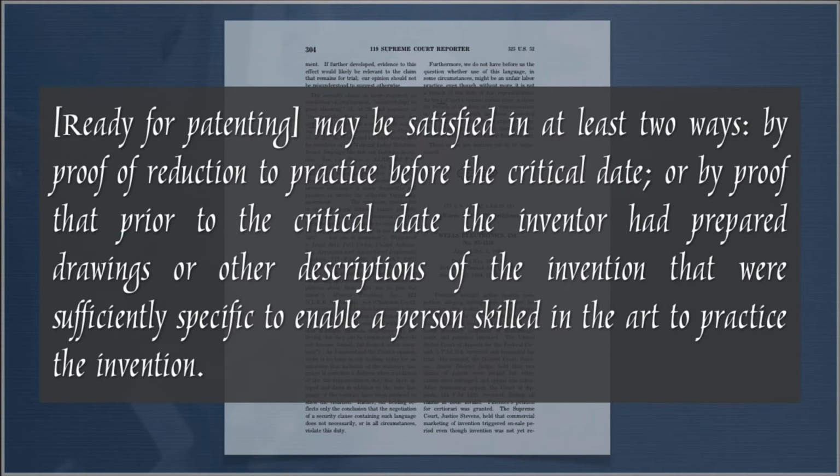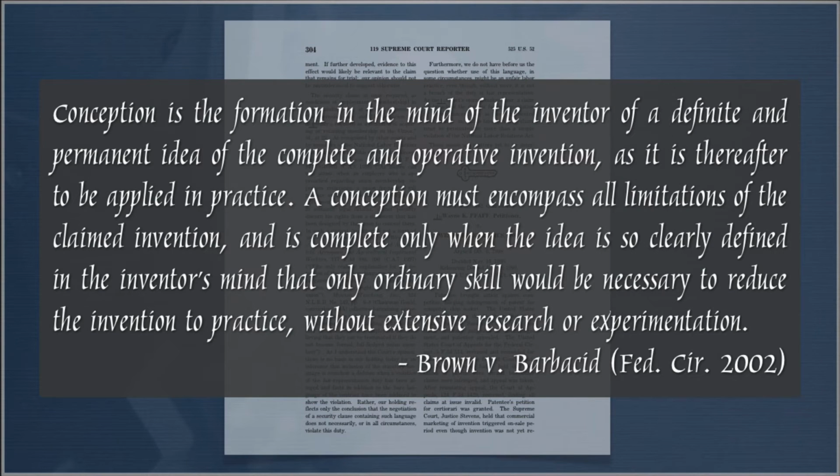So ready for patenting may be satisfied in two ways: proof of reduction to practice, or proof that prior to the critical date the inventor had prepared drawings or other descriptions that were sufficiently specific to enable, right? So once you are sufficiently far along to enable others, then your invention is ready for patenting, and anything you do to sell or offer to sell your invention at that time could be a bar triggering event, right?